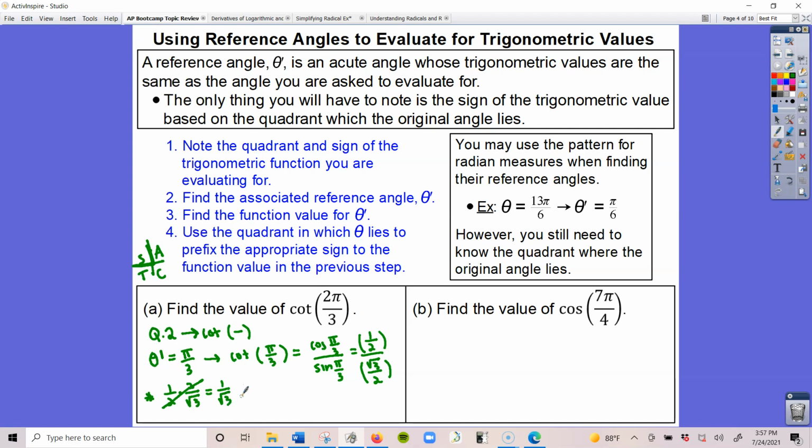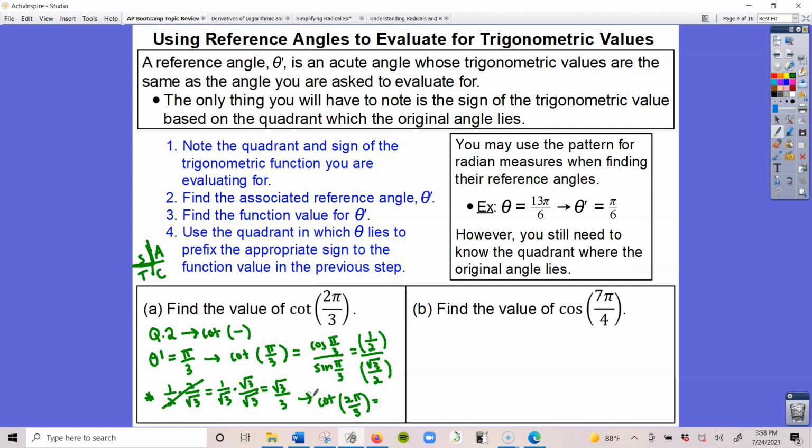Remembering that we don't necessarily need to rationalize, but if this was a multiple choice question, they would have the rationalized version as an answer versus this one. So we're going to rationalize by multiplying by square root of 3 over the square root of 3, and that gives me the square root of 3 over 3. So this is the cotangent of pi over 3. It's not our final answer. The final answer, which we're looking for, is the cotangent of 2 pi over 3.